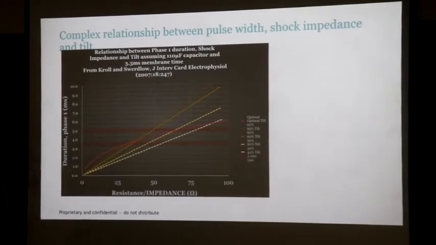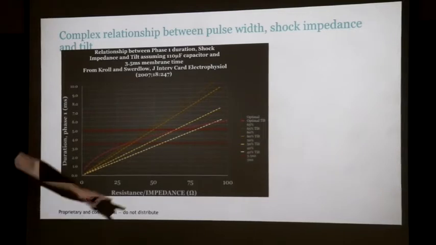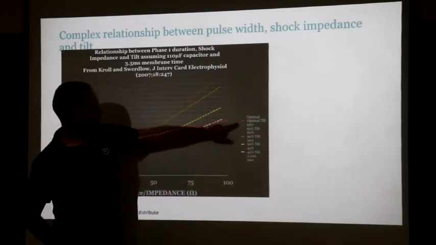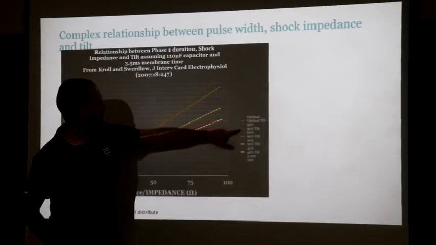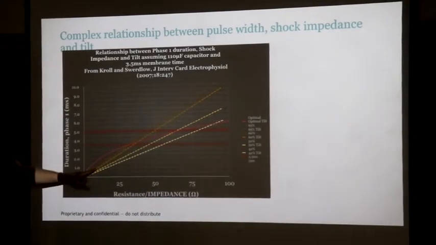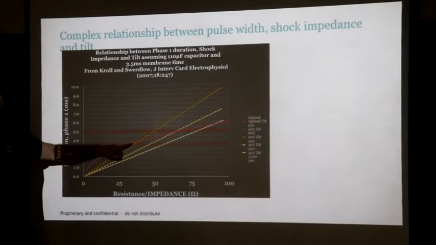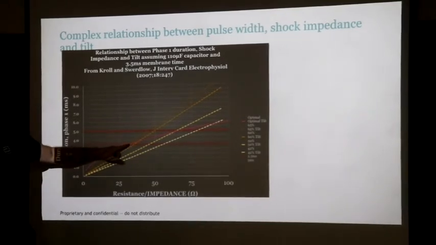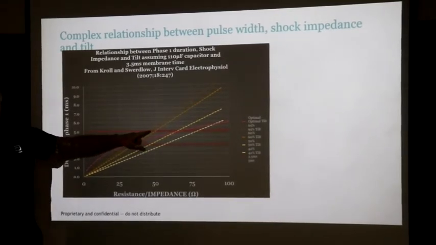A 65% tilt, which is what Abbott devices are nominally programmed to, is this purple one here. This is 65% tilt. So you can see it becomes optimal at about 30 ohms. It starts at 30, and it finishes just under 50 ohms.